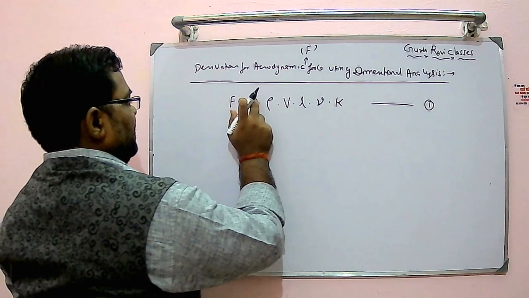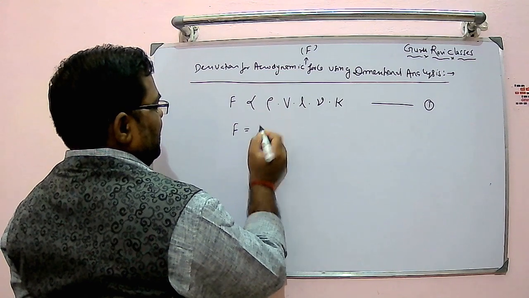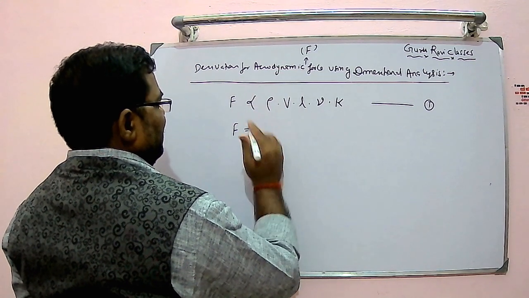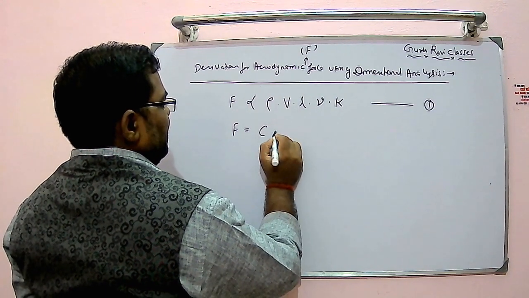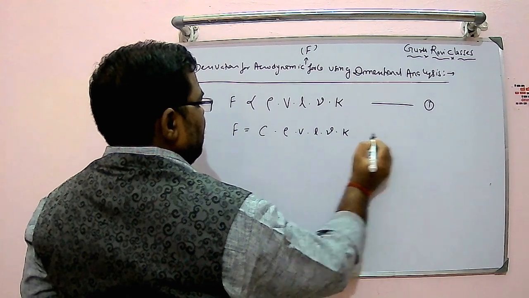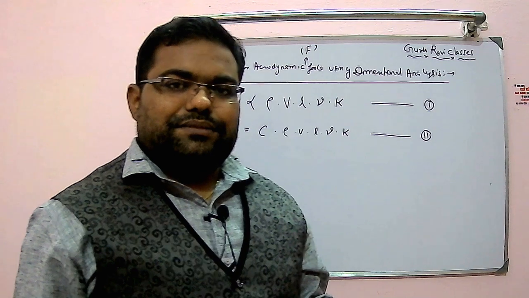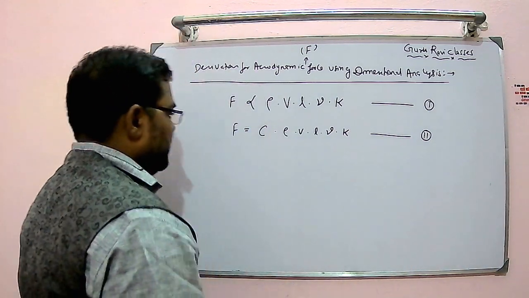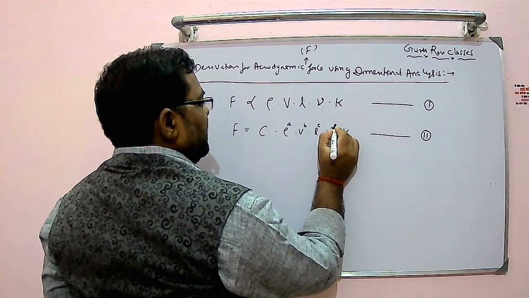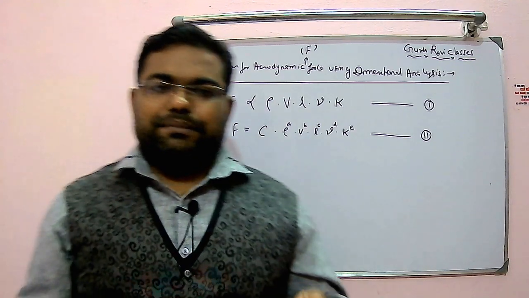If I remove this proportionality, I will get a constant. If I say c is my constant, then F equals c into rho into v into L into nu into k. This is equation number 2. If I want to find out the relationship, I need to give some notation to this. I will say rho to the power a, v to the power b, L to the power c, nu to the power d, and k to the power e, and this is a constant. The constant will not have any dimensions.